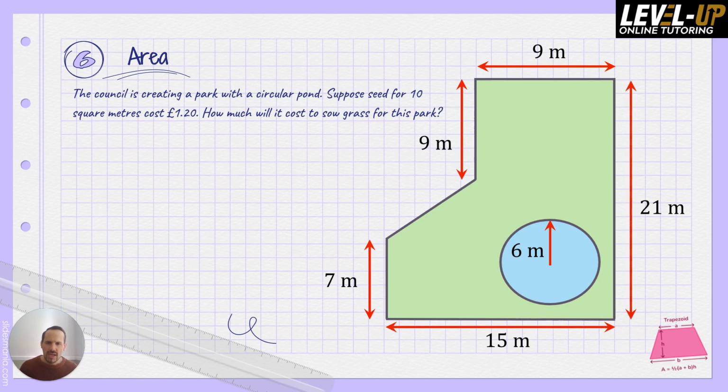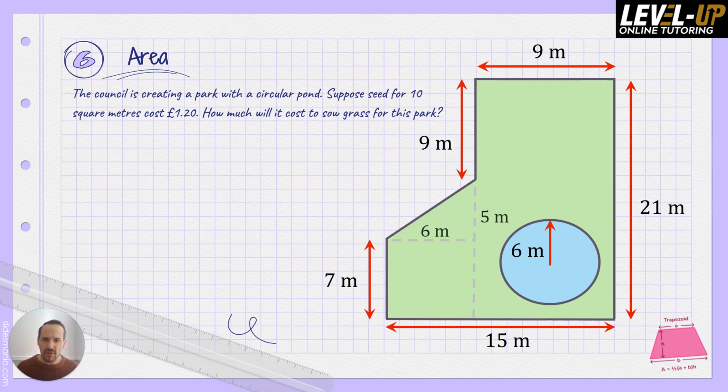So how would we tackle something like this? If it costs £1.20 for every 10 square meters, what we need to know first of all is the area of grass, and then we could divide that by 10, to see how many lots of 10 square meters we have, and then times that by £1.20 to get the total cost. But first of all, we need to know the area of grass here, and you see it's this very complex shape.